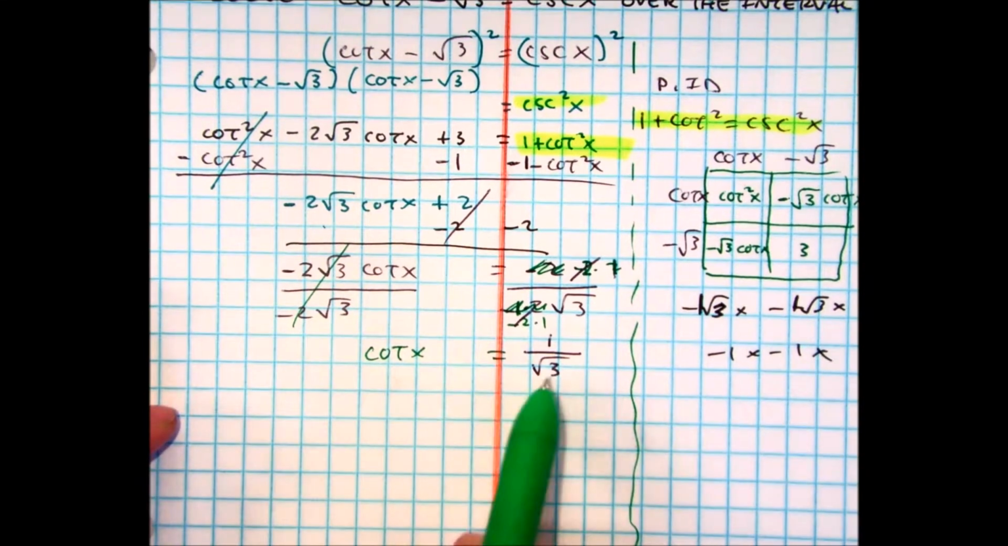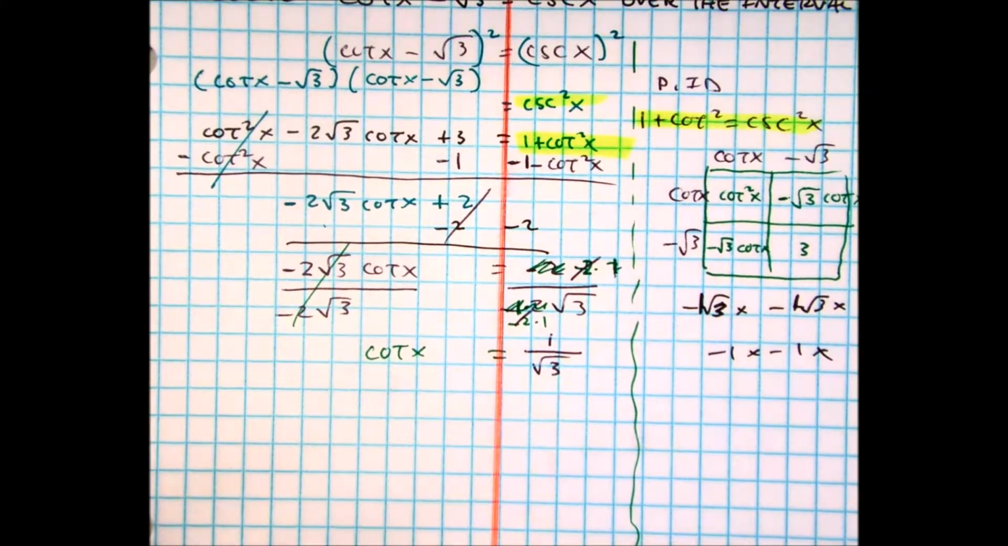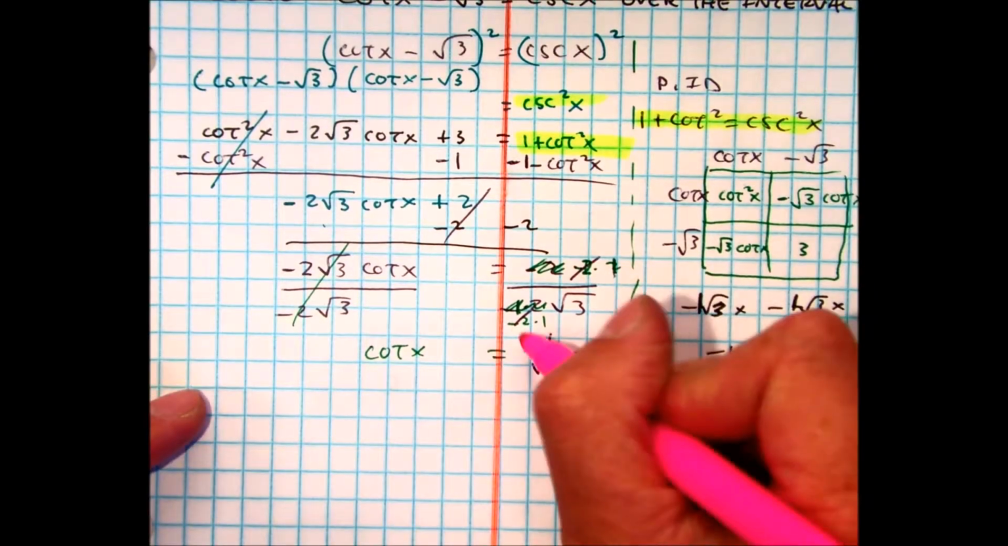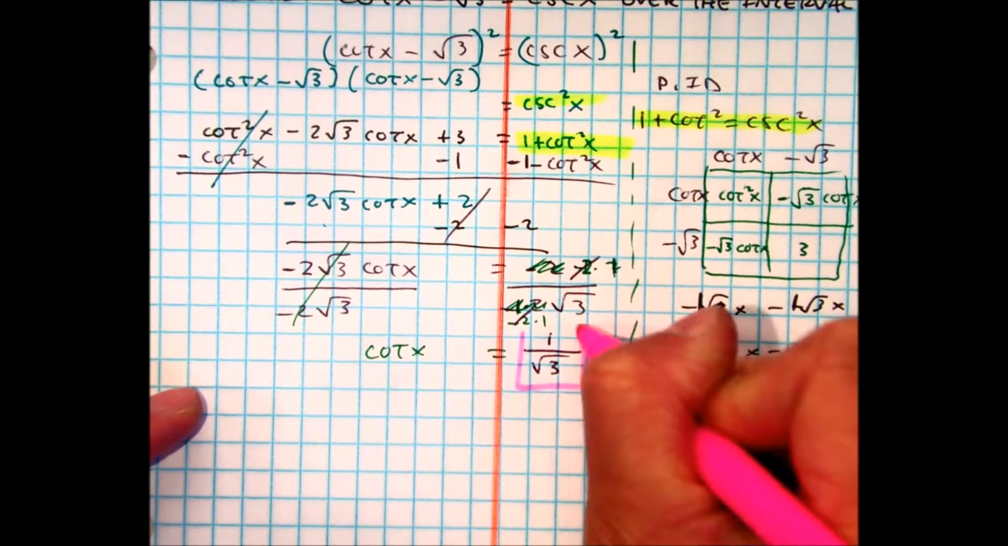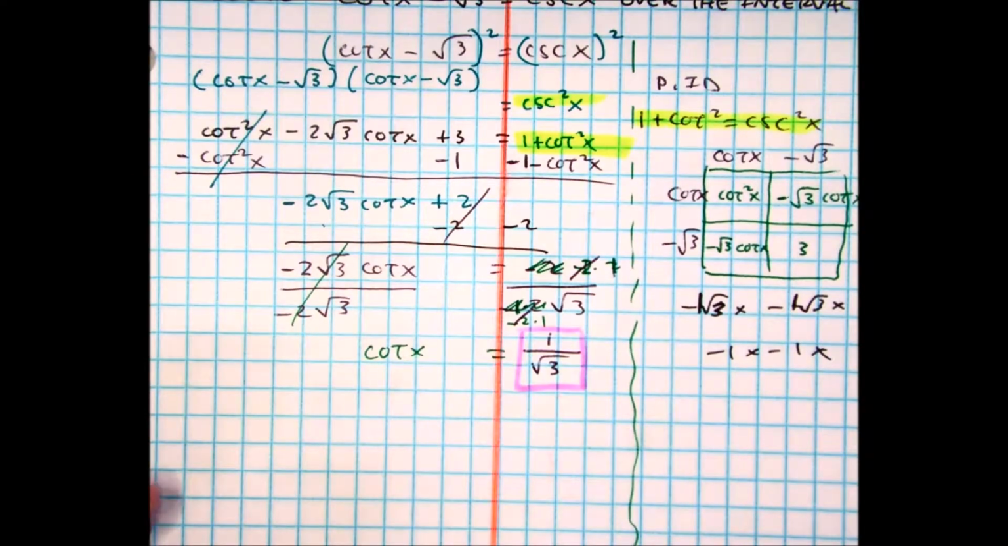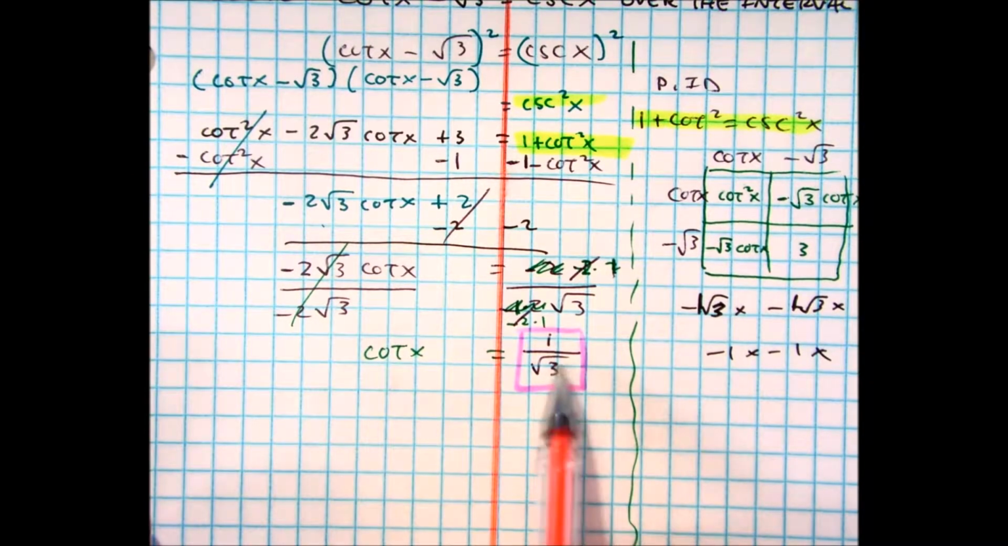Now this is helpful for us. So I'm just going to highlight it and I'll show you why in a second. The reason why this is helpful is if I take the inverse, notice how I didn't rationalize.